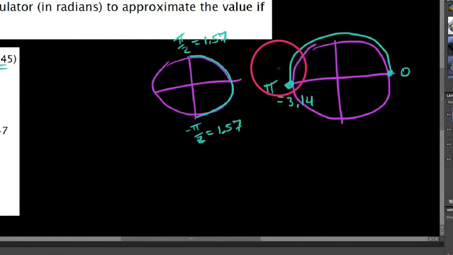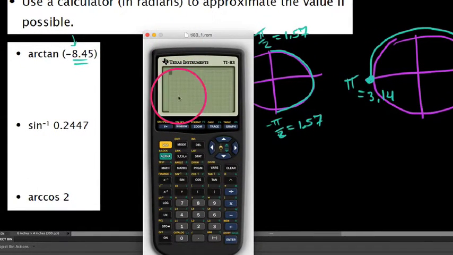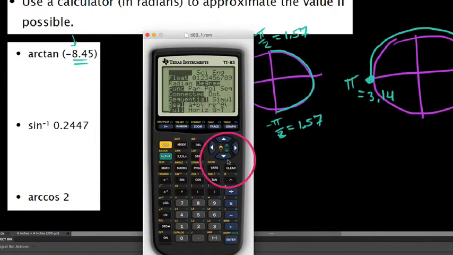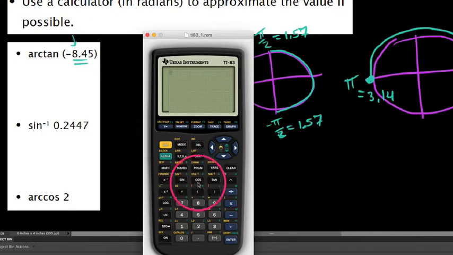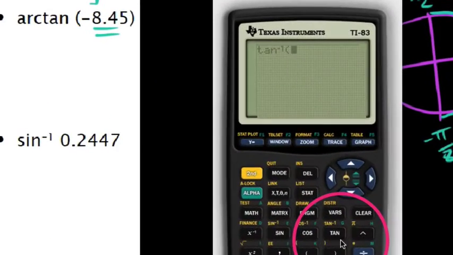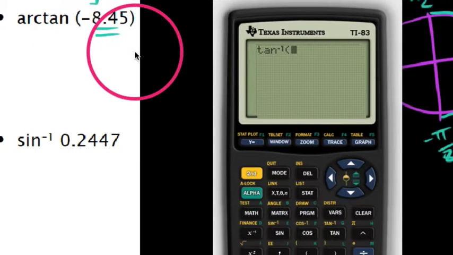So when we look at arctan, let's go ahead and do this here. I've got my calculator ready to go. The first thing we want to do is make sure that our mode, let me go to mode here. Currently I'm in degrees, we want to go to radians. Quit out of this, and we're just going to hit this. Now right behind your tangent key it says tan inverse. So arctan, we know this means the same thing as tan inverse.